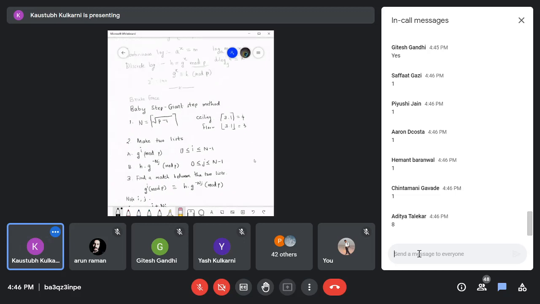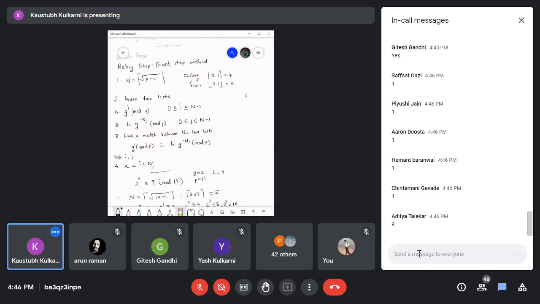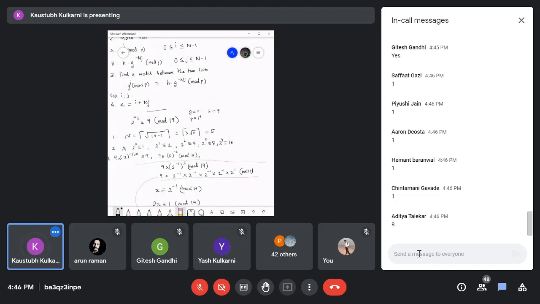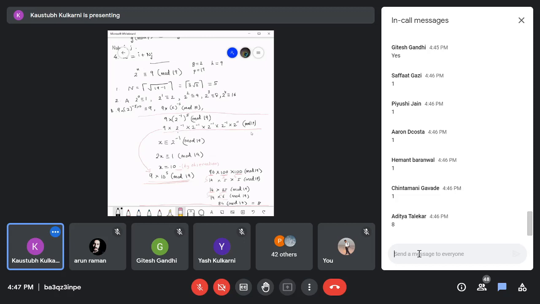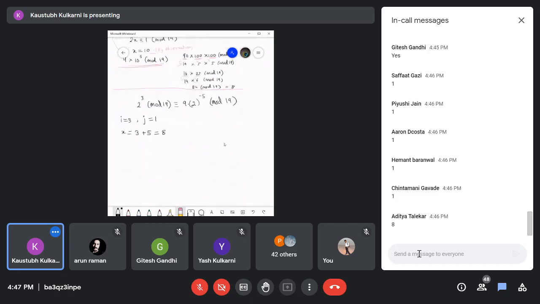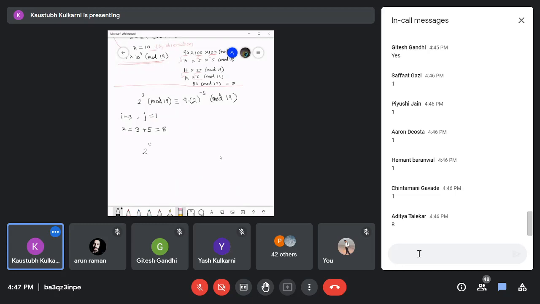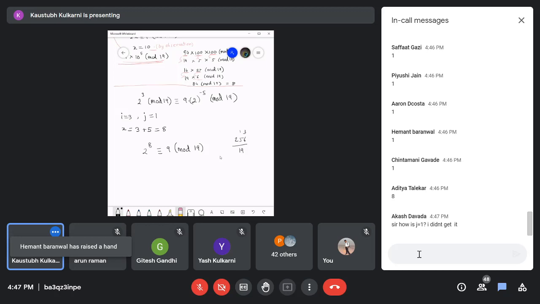So in fact, where was our question? Yes, 2 raised to 8. You can verify this. 2 raised to 8 is 256. Divide 256 by 19 and verify whether you get the remainder as 9 or not. So 2 raised to 8 is congruent to 9 mod 19. 256 divided by 19, the remainder is indeed 9.